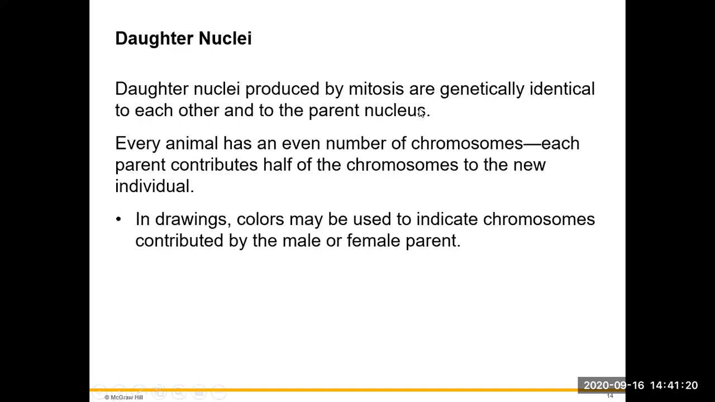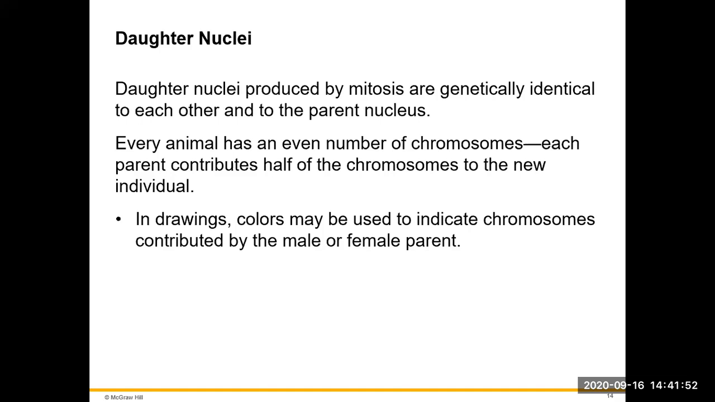And these chromosomes are exactly the same to each other for the daughter nuclei, and they are also the same like the parent nucleus. Every animal has an even number of chromosomes because each animal gets those chromosomes from the parents, so they will have equal number of chromosomes. By the way, they could be odd pairs of chromosomes, but the actual number of chromosomes has to be even.